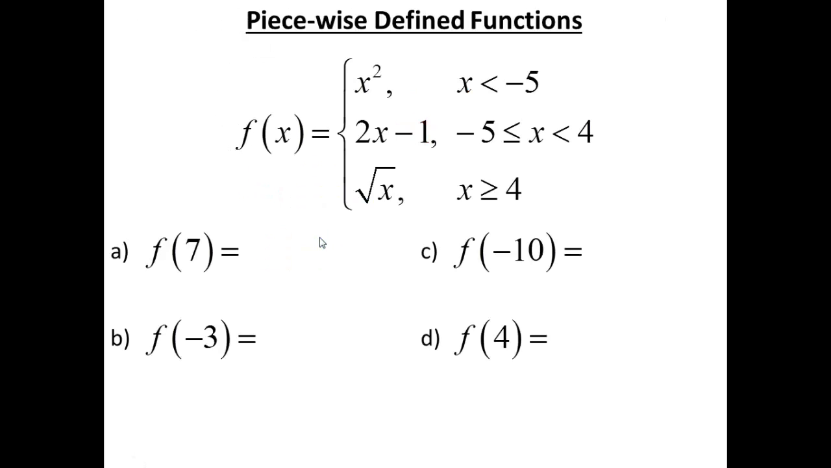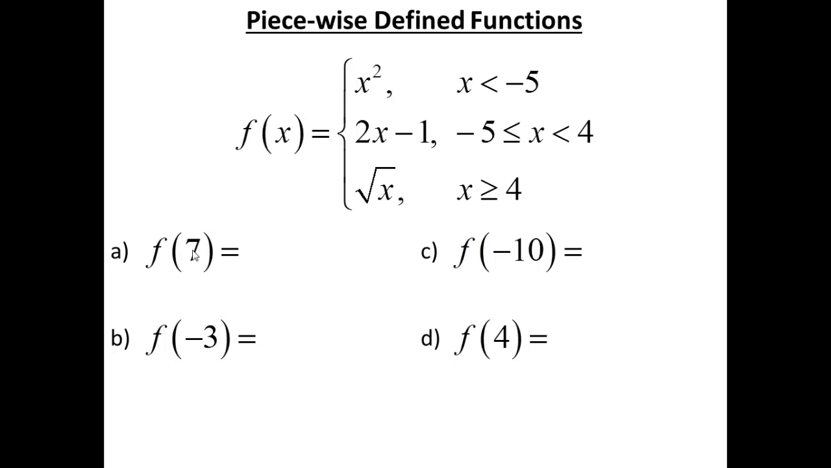All right, let's look at piecewise defined functions. This is an example of what a piecewise defined function looks like algebraically. As I said, a piecewise defined function is a function that behaves differently based on the x values, the input values. So here is a situation where the function behaves 3 different ways. When x is less than -5, it's the quadratic x squared. When x is between -5 and 4, it behaves like the line 2x minus 1. But when x is greater than 4, it behaves like the square root function, square root of x.